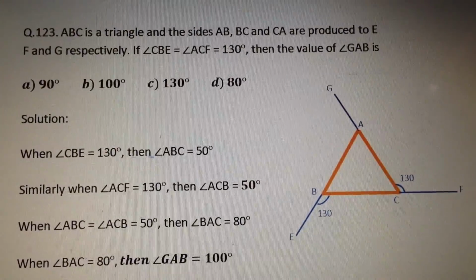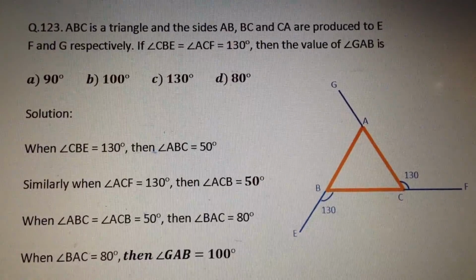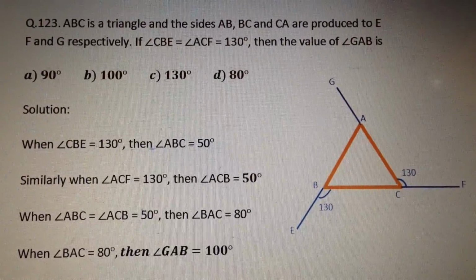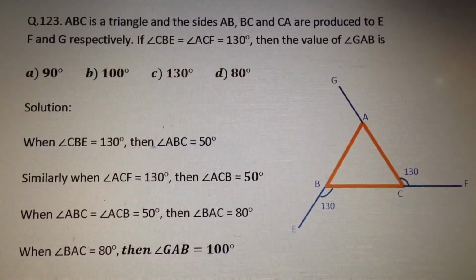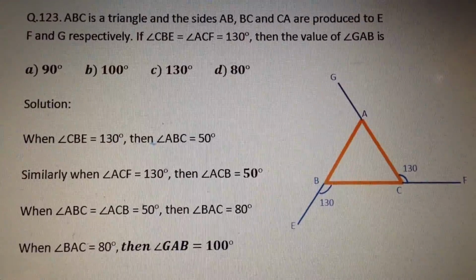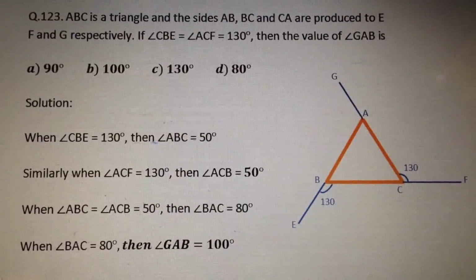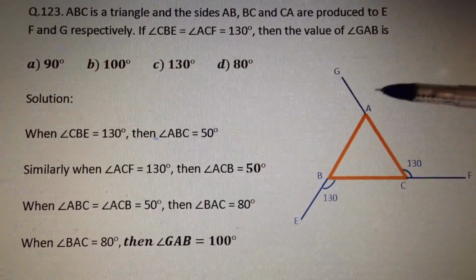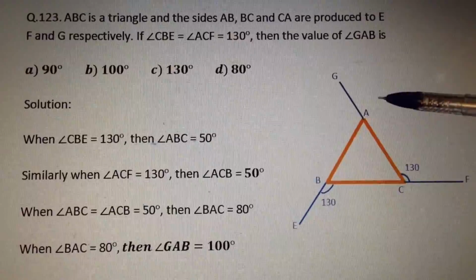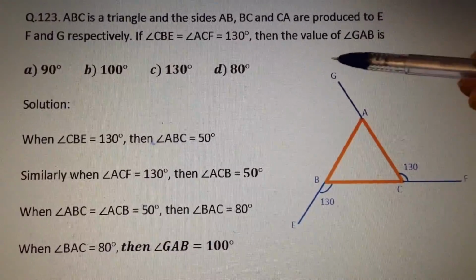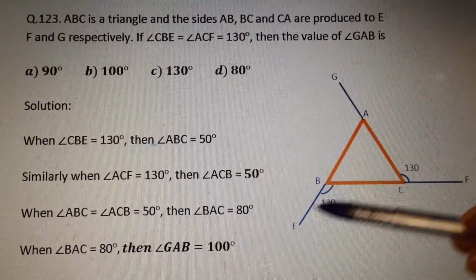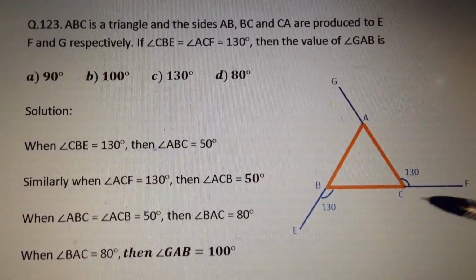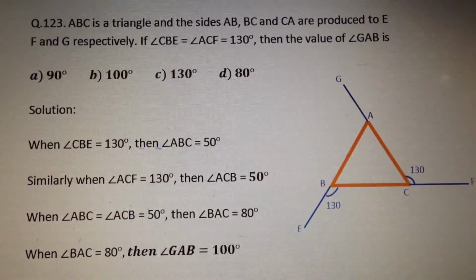Next question. ABC is a triangle. On the sides AB, BC and CA are produced to E, F and G respectively. If angle CBE is equal to angle ACF is equal to 130 degrees, then find the value of angle GAB. ABC is a triangle. This is the diagram, and these are extended to E, F and G. Therefore, this is in a straight line. ABE is a straight line. Similarly, BCF and CAG, three are straight lines.